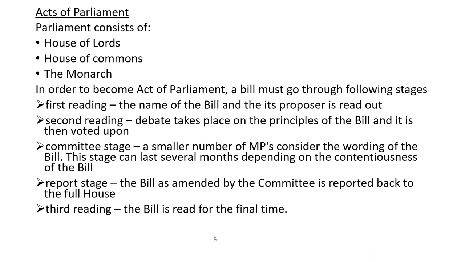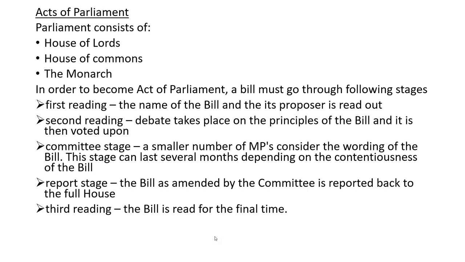In order to become the Act of Parliament, a bill must go through the following stages. If Parliament wants to pass any bill, it has to go through different stages. First reading: the name of the bill and its proposer is read out. The name of the bill that anyone is trying to pass, and the name of the proposer, the person who wants this bill to pass, is read out.